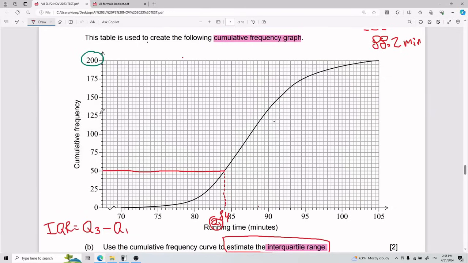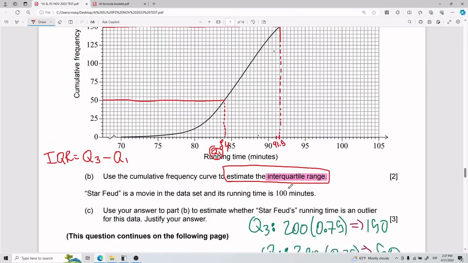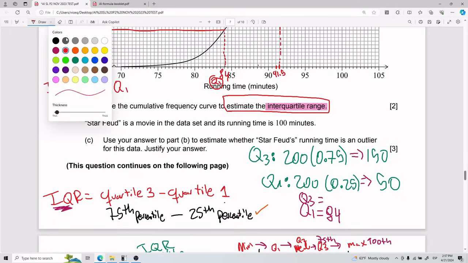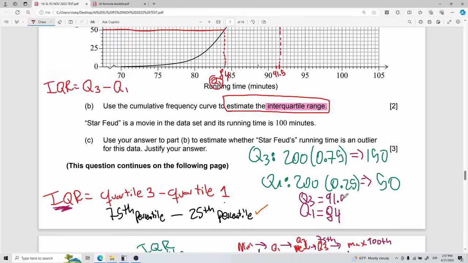So at 150, I have, so if this is 91, that would be 91.5. So that's 91. Right next to it's going to be 91.5. So Q3 is going to be 91.5. So that means that your interquartile range is going to be 91.5 minus 84. Your IQR is 7.5 minutes.